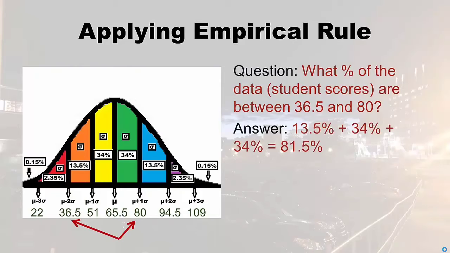So what you would do is add up the percents in between, right? 13.5 plus 34 plus 34. And the answer to what percent of the data are between 36.5 and 80 would be 81.5%.